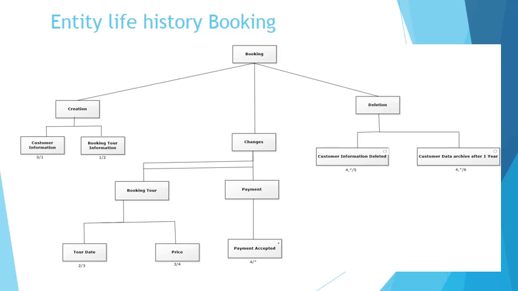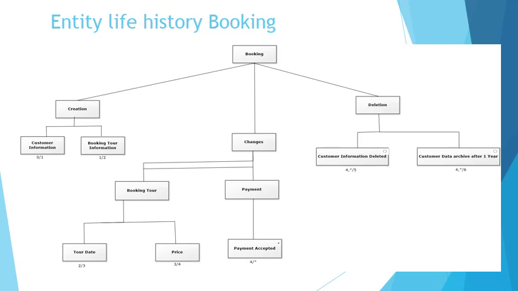The sequence is very strict. It goes from left to right. For example, it starts with creation, then goes down to customer information, then booking tour information, and then it goes to changes. The asterisk which is used is called iteration. This means that it could happen more than once through this process.